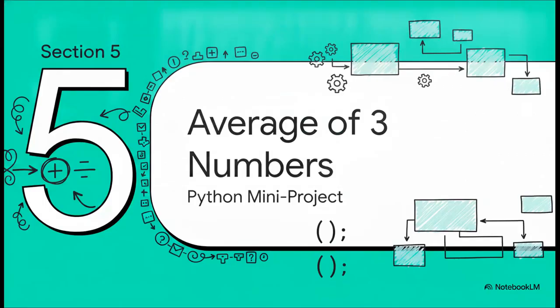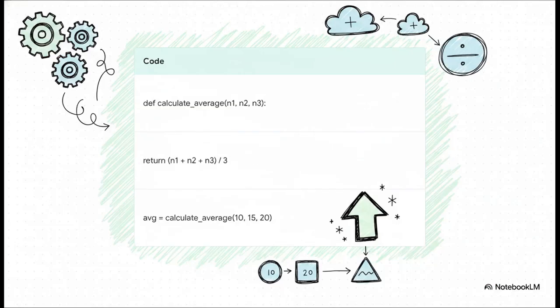Moving on to Section 5, Project, average of 3. All right, let's build some excitement. We are going to combine absolutely everything we've learned today into one incredibly practical mini project. We are building a function to find the average of 3 numbers. The math formula is pretty simple. The sum of the 3 numbers divided by 3.